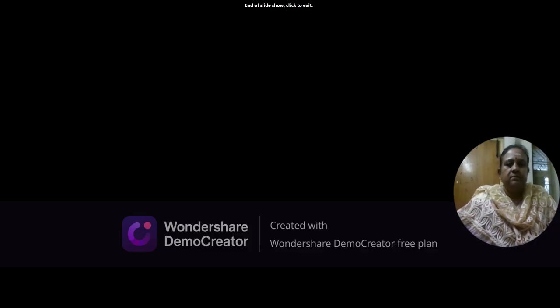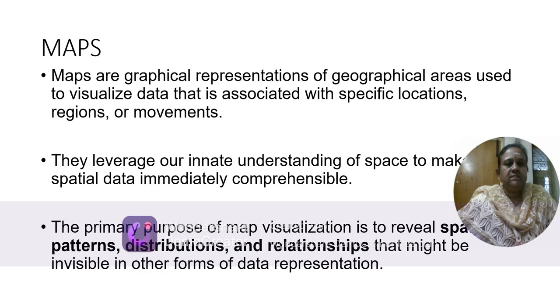So, summing up, in today's session, we saw the definition, the advantages and the drawbacks, the stages of data visualization, the comparison between charts and plots, and what a map is and where maps are used.